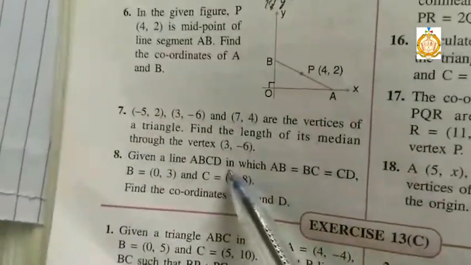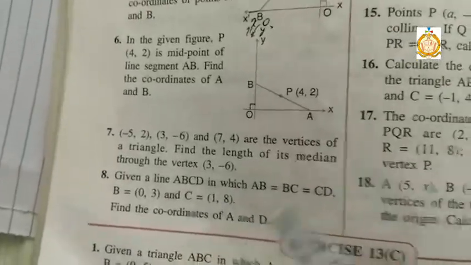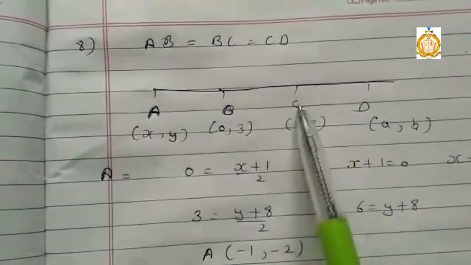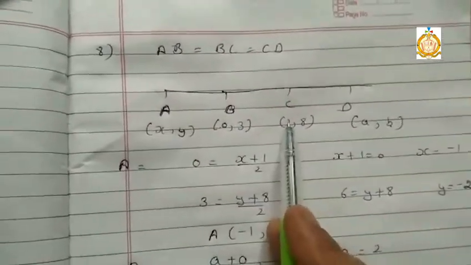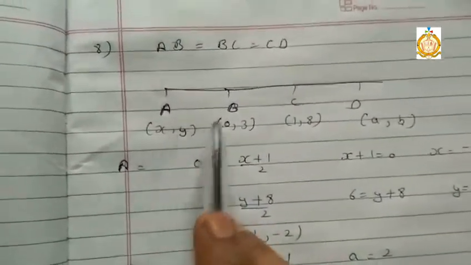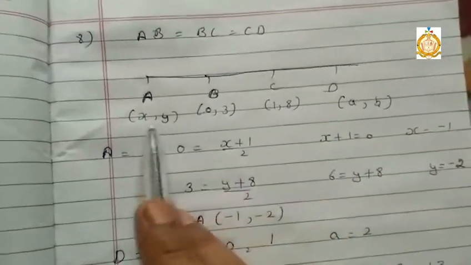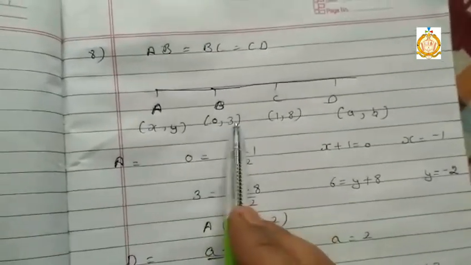Now in the next sum, number 8, see, students, A, B, C, D are on a single line. AB, BC and CD are equal. B and C are given, and I have to find A and D. See, this single line A, B, C, D has 4 equal parts, AB, BC and CD. Now B and C are given, and I have to find A. Because AB and BC are equal, that means B becomes the midpoint. And it becomes x1, y1, x2, y2, and x, y.